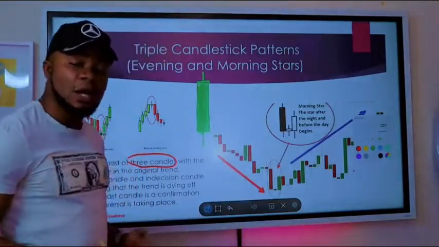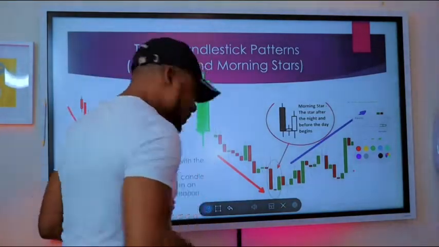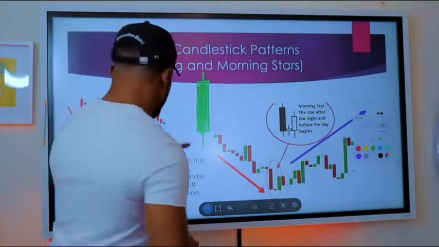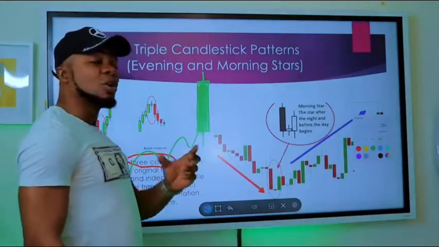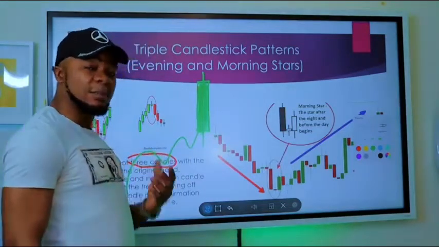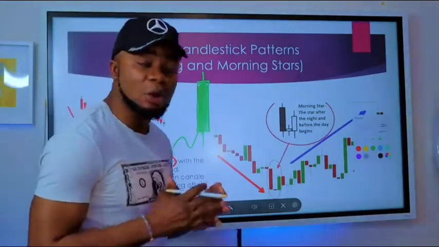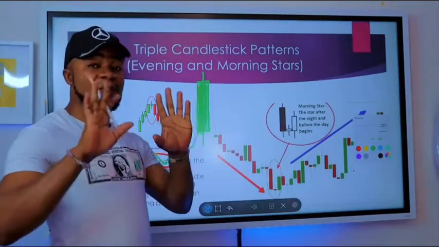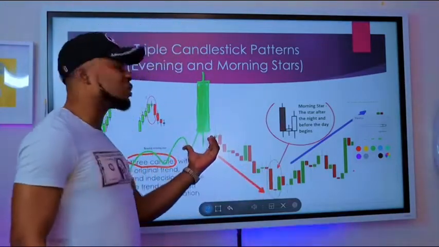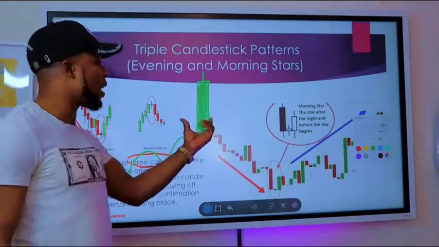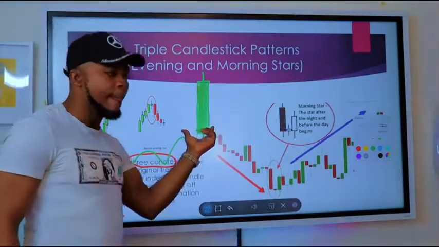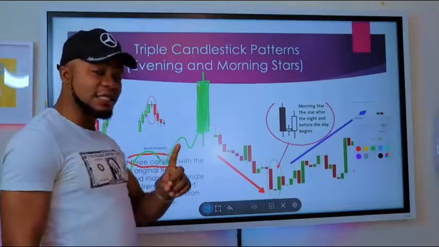And then, what is the property of the second candle? The second candle must be an indecision candle. We're assuming the market was going up, and because we are talking of a triple candlestick pattern, a pattern that can only be formed after the combination of three candlesticks, the first candlestick must be in the direction of the trend. The direction of the trend was a bullish market, that is why we have a bullish candlestick. The second candlestick is an indecision candle.